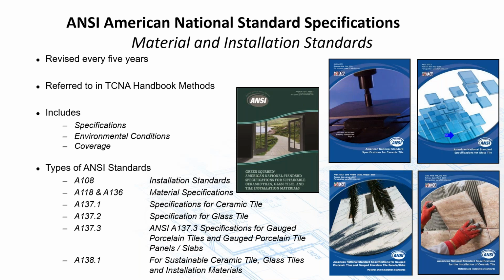When they were creating the material standard for gauge porcelain tile, some of the people wanted the large ones, larger than 1 meter by 1 meter, to be called panels. And some were adamant about being called slabs. So the standard now reads specifications for gauge porcelain tiles and gauge porcelain tile panels/slabs. Call it what you'd like. And A137.1 is for sustainable ceramic tile, glass tiles, and installation materials. A green guide, if you might.